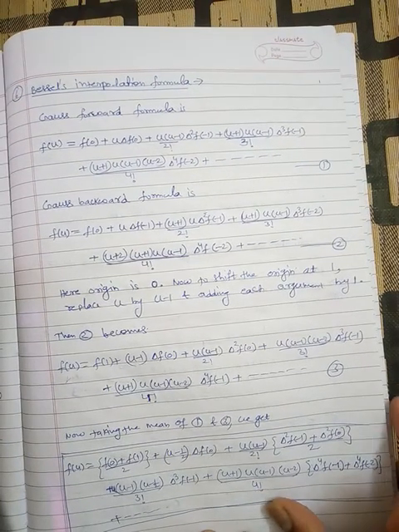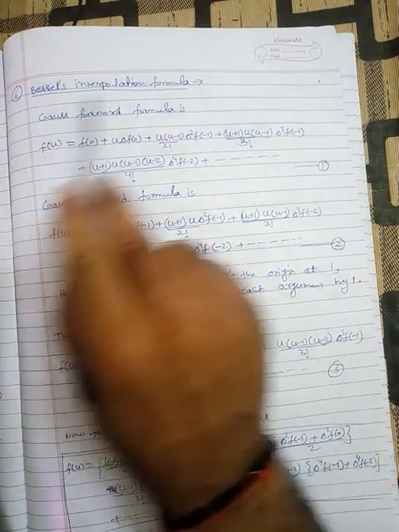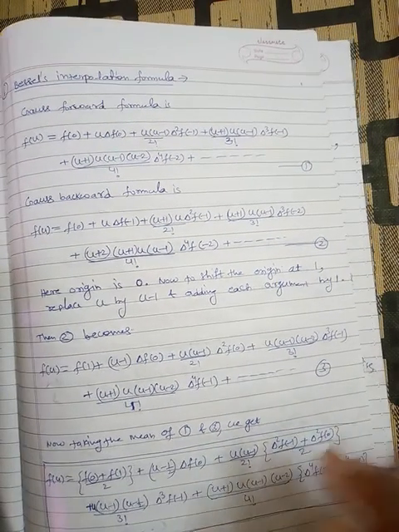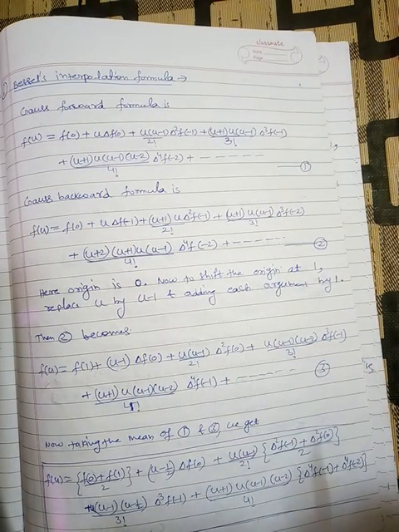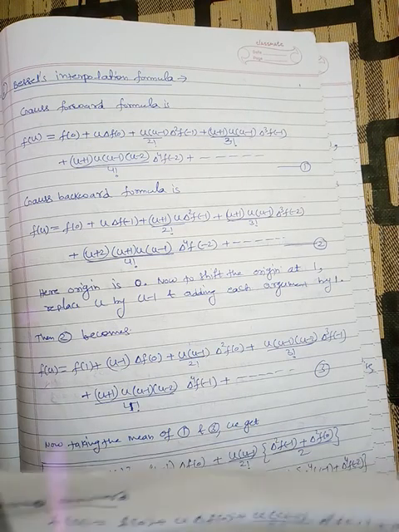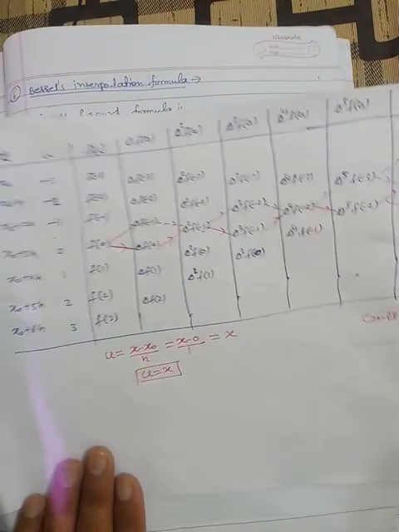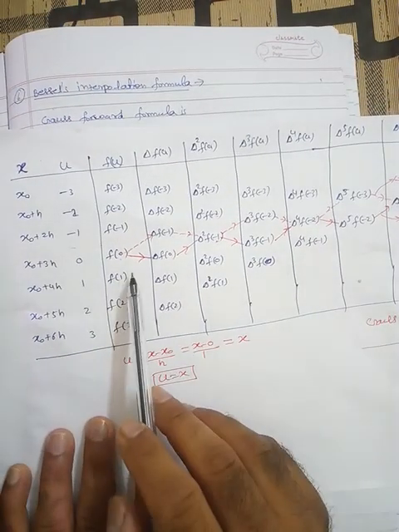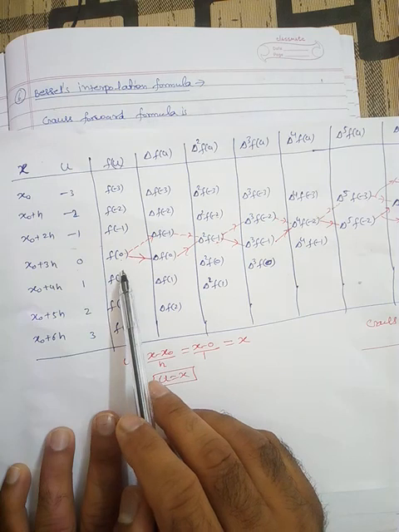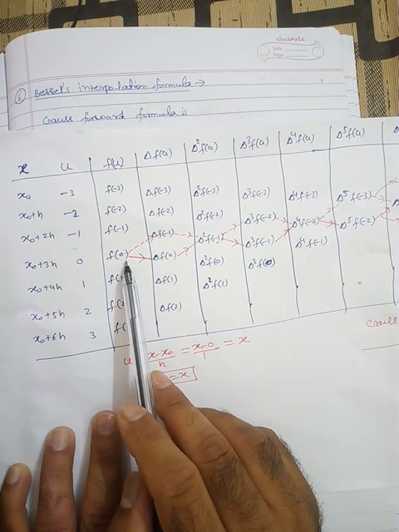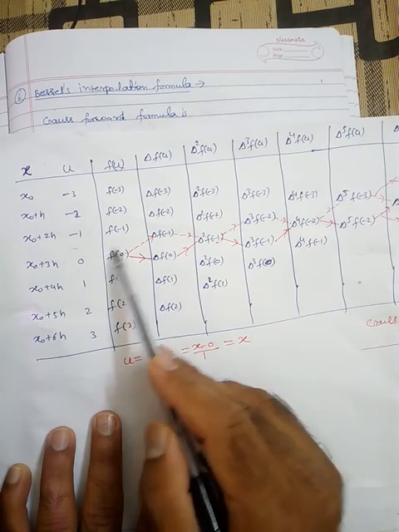In this video, we are developing Bessel's interpolation formula. So, what is the drawback in Gauss forward, Gauss backward, and Stirling's formula? You can see here. In Gauss forward formula, Gauss backward, and Stirling's formula, we are having only one central point.